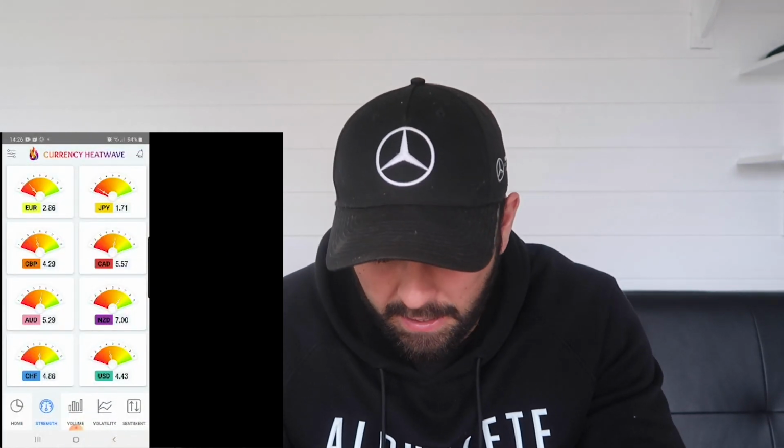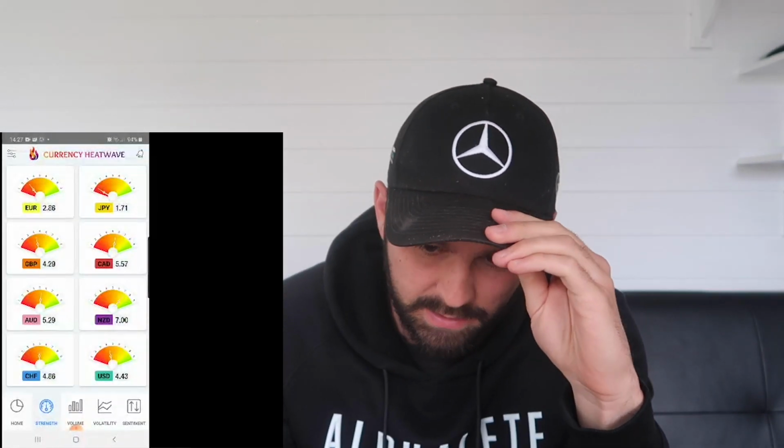Now, as you can see here, what you want to do in the ideal world is find the weakest currency against the strongest currency, because that's going to have the best movement, right? I mean, that's obvious. Now, why I use these two is because it gives me a good understanding of where the market is right now.